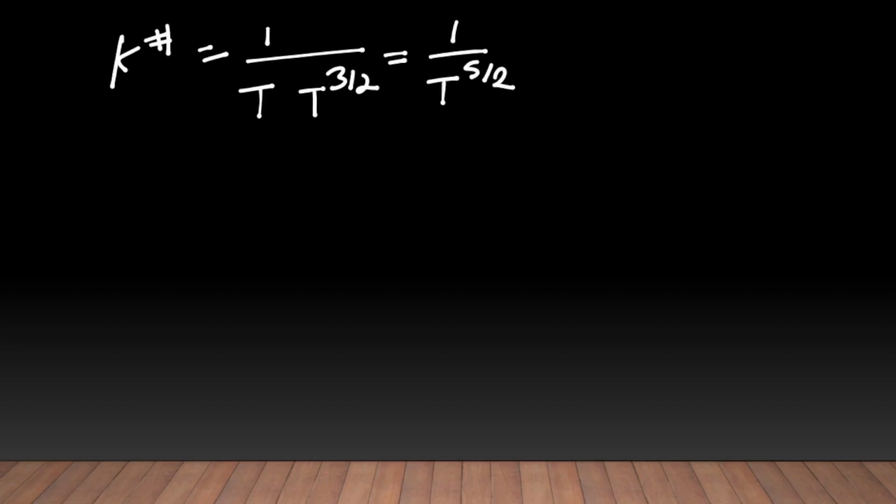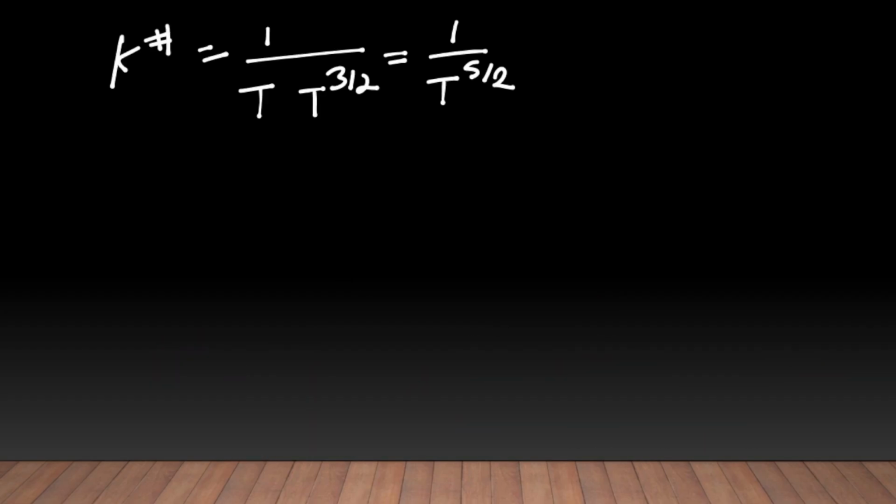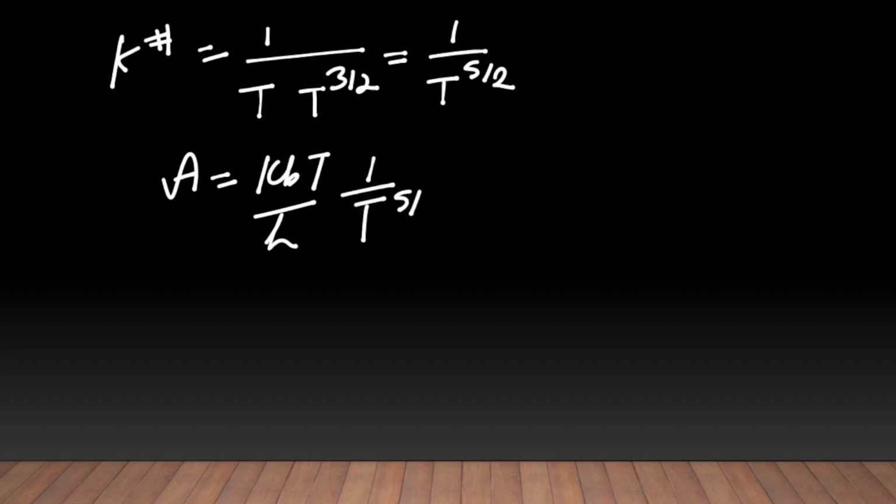We are getting it. So now the rate constant k that we have written, the pre-exponential factor, that is A, will be equal to kBT by h into 1 upon T raised to the power of 5 by 2, right? So this is we are getting as T raised to the power of minus 3 by 2 into kB by h.